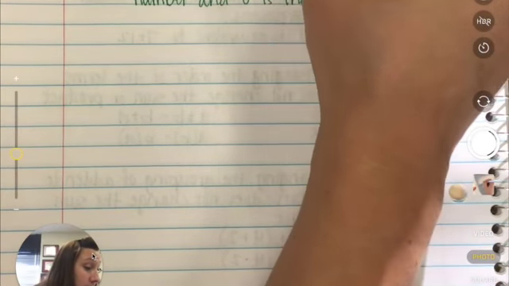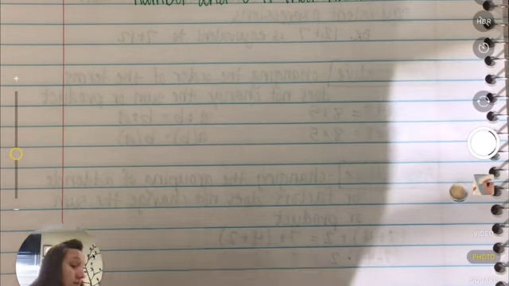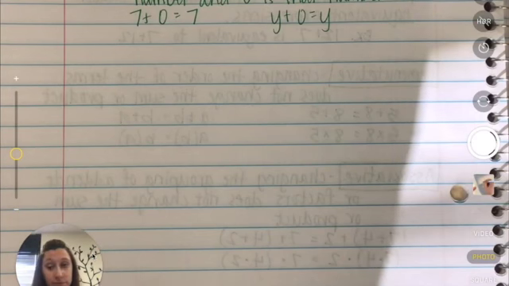So that's what the zero property of addition is: the sum of any number and 0 is that number. Like, duh, you guys have been doing that since 1st grade, right? So like 7 plus 0 is 7. It works with variables too. y plus 0 is y. It's kind of common sense, right? But now we've got a name for it.